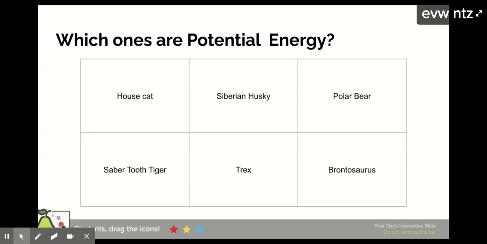Which ones are extinct? Ignore that it still says potential energy. I forgot to change it. So, which animals are now extinct? Go ahead and move your stars.